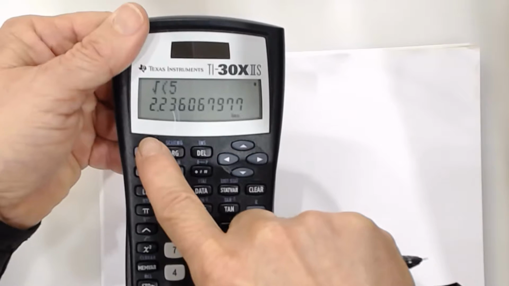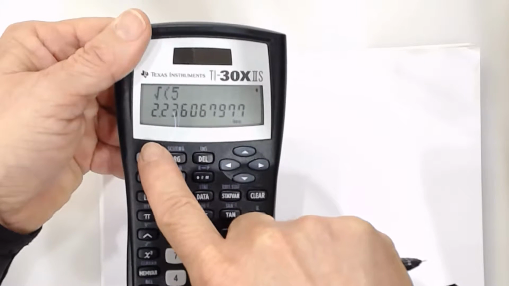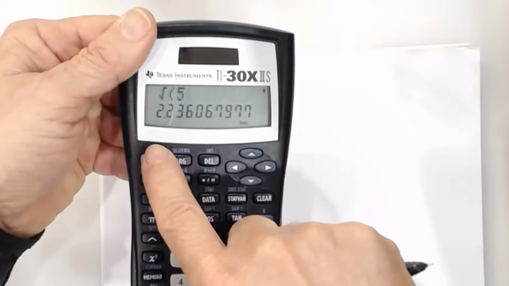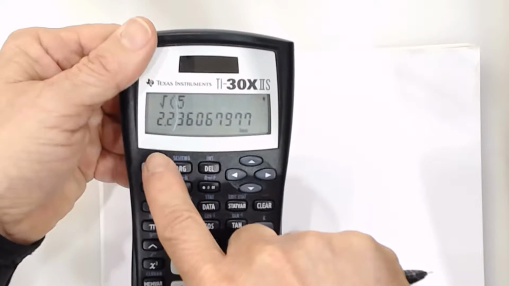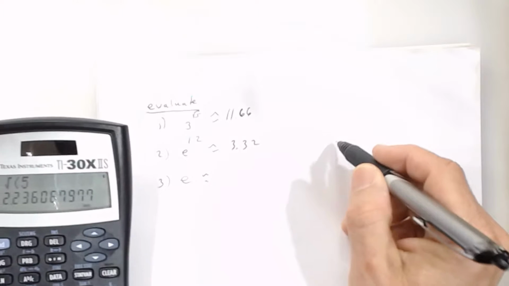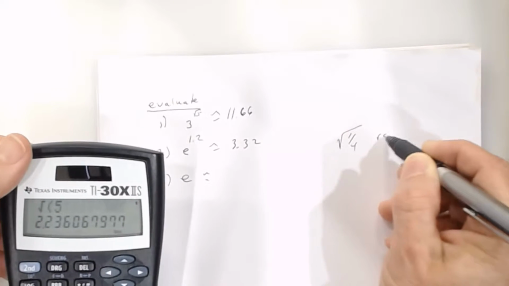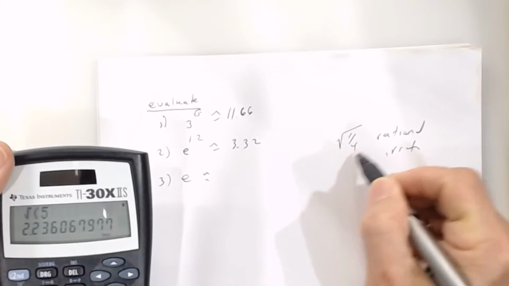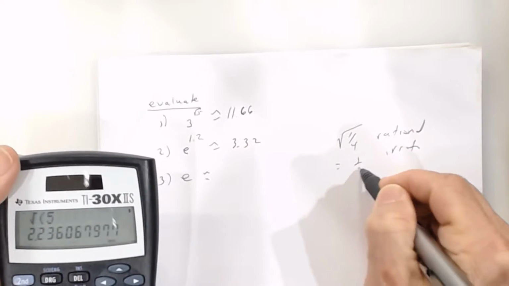The square root of 1/4. Is that rational or irrational? It's rational because what's the square root of 1/4? It's 1/2.